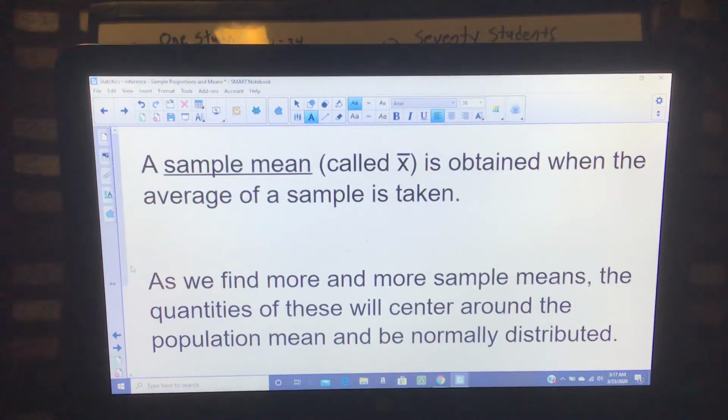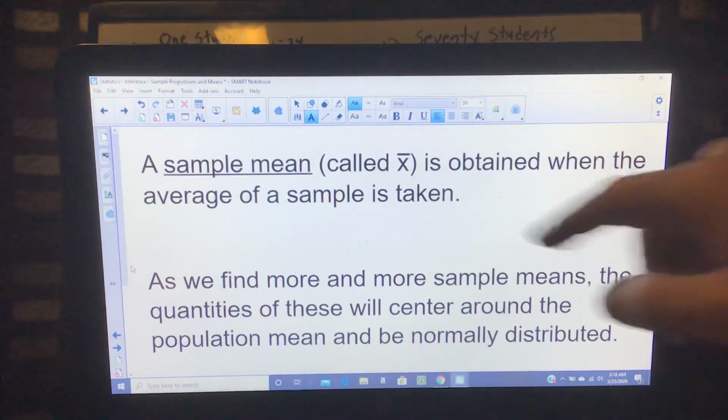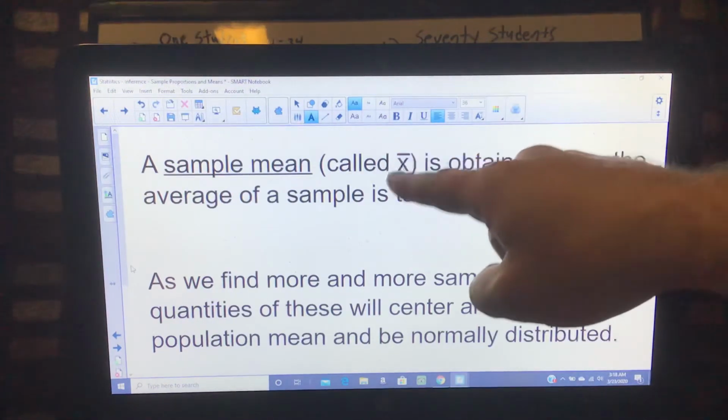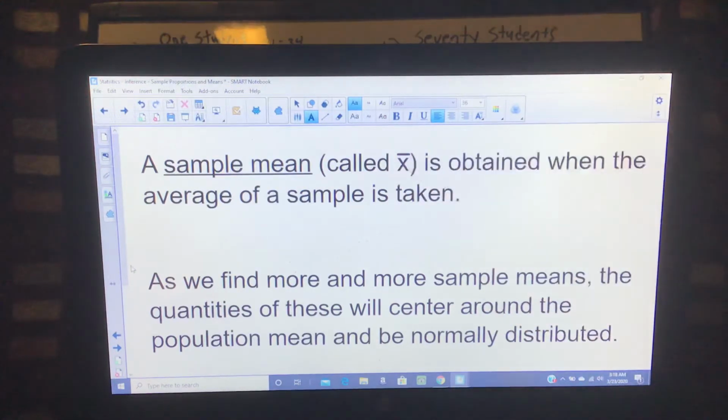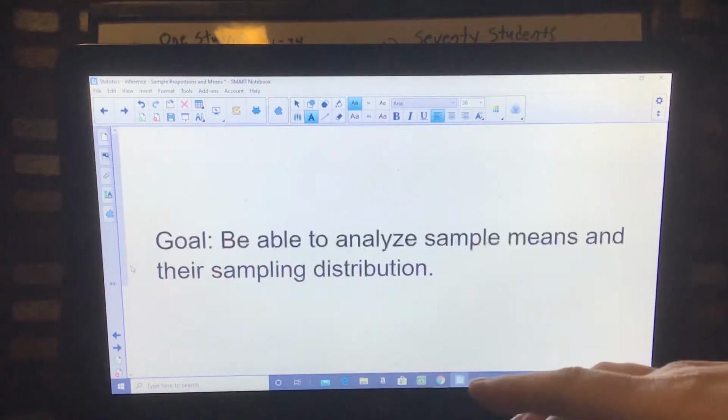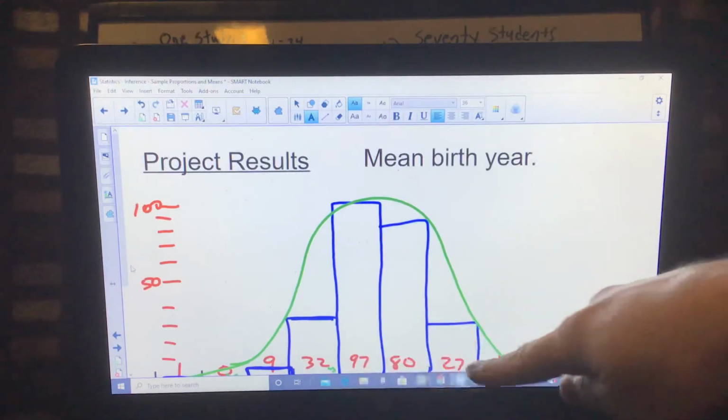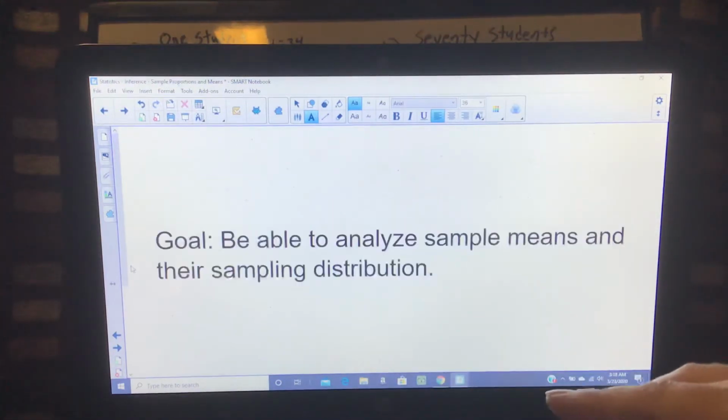So some of the nuts and bolts of this: basically a sample mean is obtained when the average of a sample is taken. So what you would have been doing with the box is you would have been taking out 10 slips, and you would have taken the average year. The average of your sample is referred to as X bar. So the little bar, remember, means the mean or the average. So the sample average is called X bar. You would have found lots and lots and lots of X bars. In fact, that's what they were doing here. This is a tally of all the X bars they found of sample size 10.